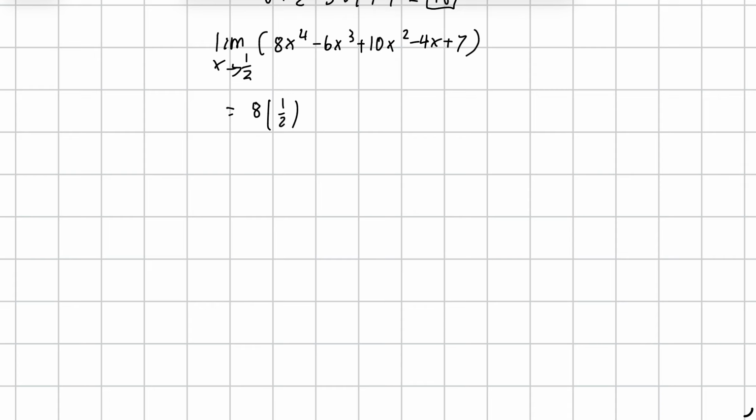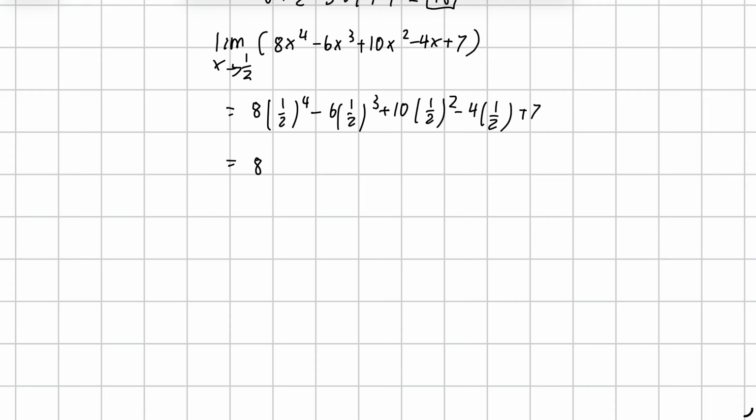So for our next, let's do the limit as x approaches a fraction, this time 1/2, of the function 8x to the power of 4 minus 6x cubed plus 10x squared minus 4x plus 7. For the same process, we're going to take all of our x's and substitute in 1/2 instead. We have 8 times 1/2 to the power of 4 minus 6 times 1/2 to the power of 3 plus 10 times 1/2 squared minus 4 times 1/2 plus 7.